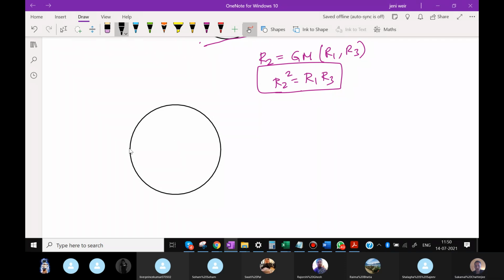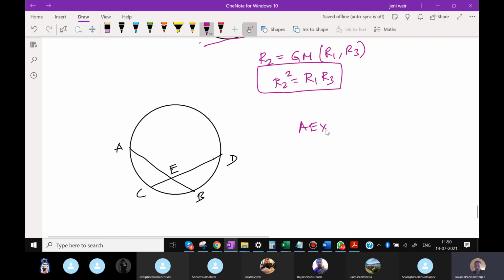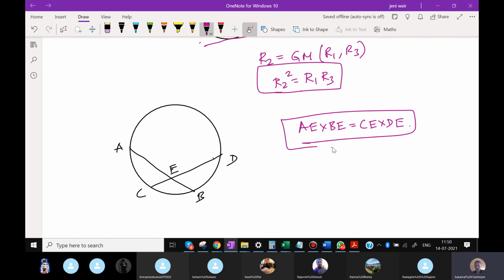In a circle, if there are two chords AB and CD intersecting at E, then AE into BE is equal to CE into DE. This is one of the important properties of two intersecting chords.